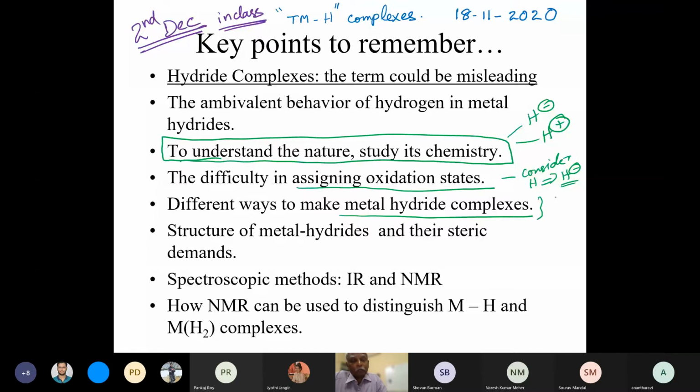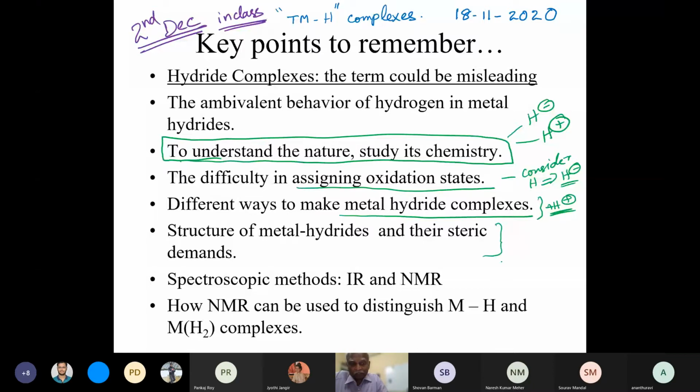Only difference is you can now add a proton and subtract a proton to make hydride complexes. This is going to continue in the next lecture also. So the structure of the metal hydrides, that's the factor that I just briefly touched upon in the slide. The structure of the metal hydrides and the steric demand of the hydrogen is very flexible.